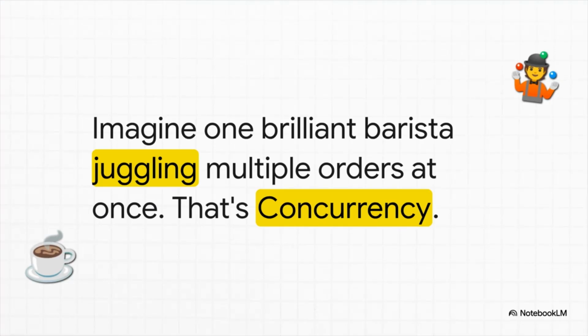First up is concurrency. So picture one incredibly efficient barista. They take your order, they start steaming milk for it, but while that milk is steaming, they're already taking the next person's order. And then, while that person's espresso is pulling, they're finishing up your drink. See what they're doing? They're making progress on multiple tasks, switching between them super intelligently. They're managing many things at once.